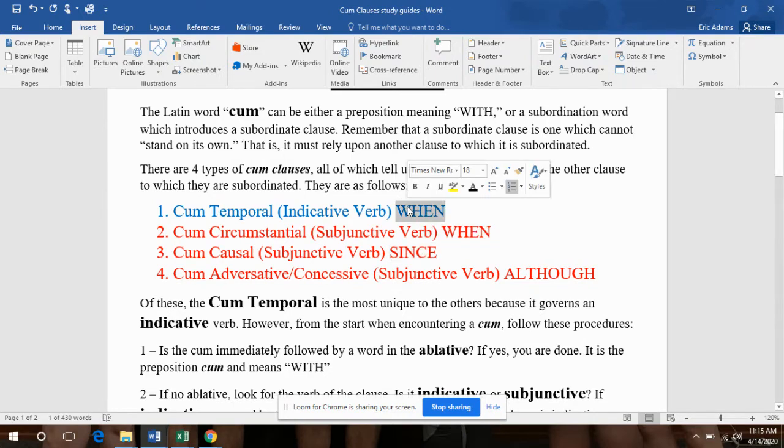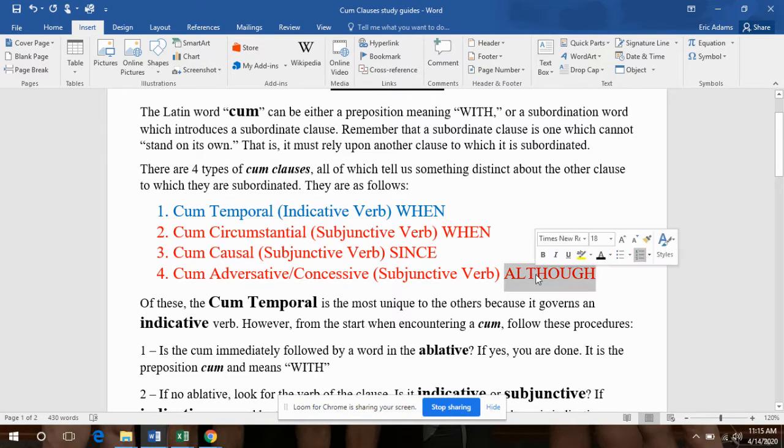If it is a cum temporal, you will say "when." Cum circumstantial, you will also say "when," but there's a slight difference, and I'll explain that in a moment, when you have an indicative "when" versus a subjunctive "when." Remember, indicative, specificity. Subjunctive, non-specificity. And then, of course, cum causal, you will translate it "since." Cum adversative or concessive, you translate it "although."